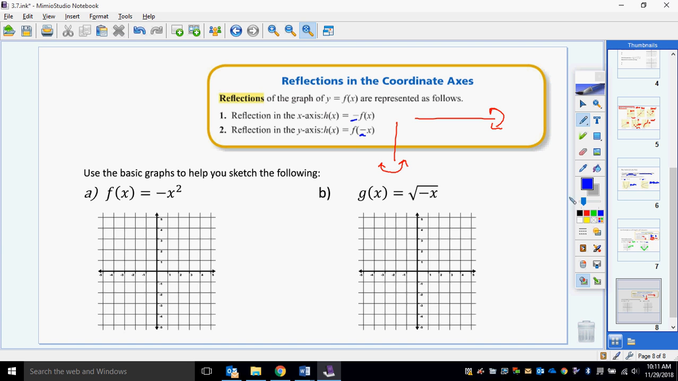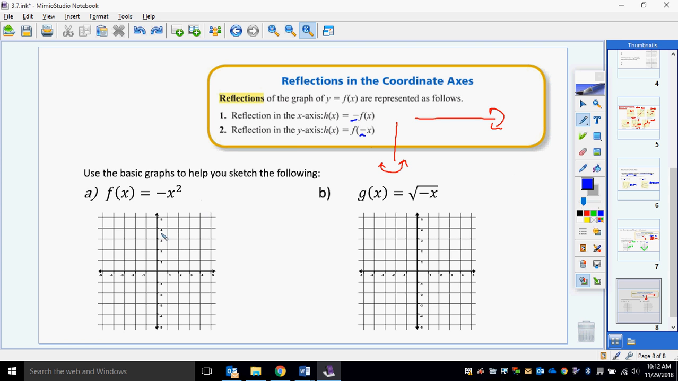So let's look at this example down here. We're squaring x, right? This x is being squared. It's not saying, hey, square negative x, it's saying square the x, and then they have a negative out in front. So it would be different if it was written this way. But because the negative is out in front, we're flipping it over the x-axis.